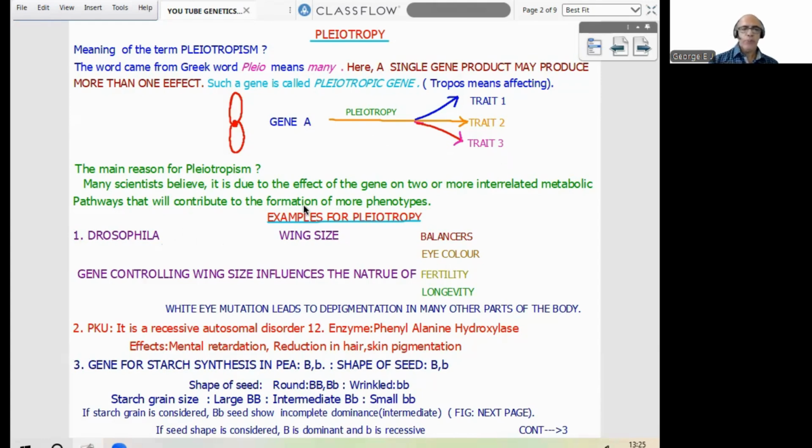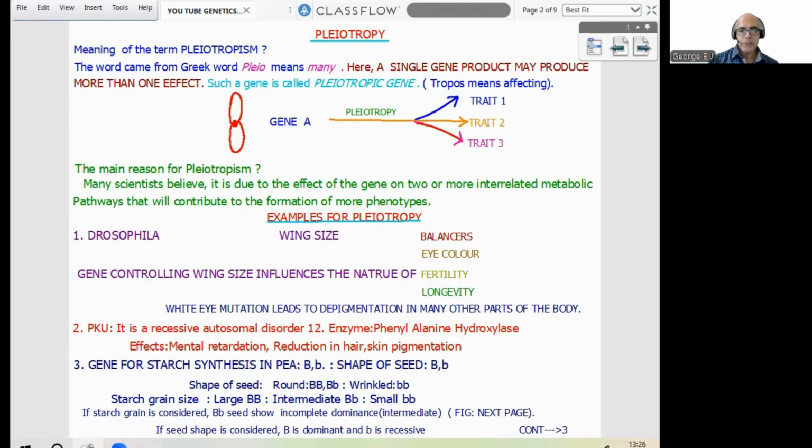What is the main reason for pleiotropism? Many scientists believe it is due to the effect of the gene on 2 or more interrelated metabolic pathways that contribute to the formation of more phenotypes. An example for pleiotropism is Drosophila: wing size, balancers and eye color, then genes concerned with fertility and longevity. The white eye mutation also leads to depigmentation in many other parts of the body in Drosophila. That is regarding Drosophila, 3 items.